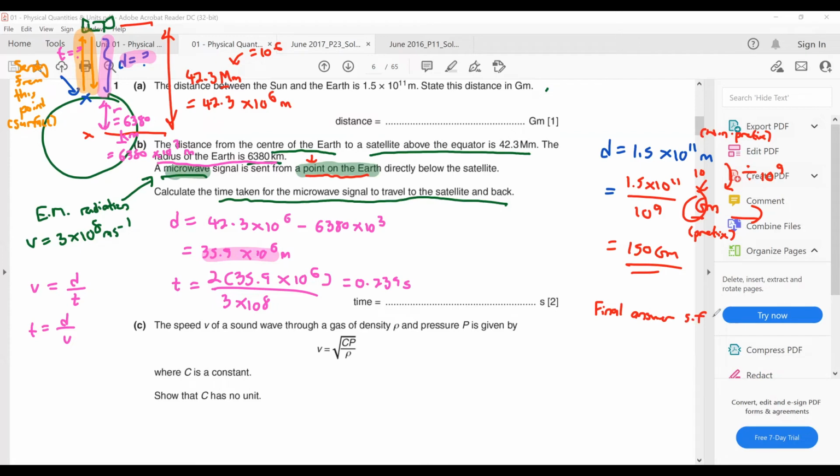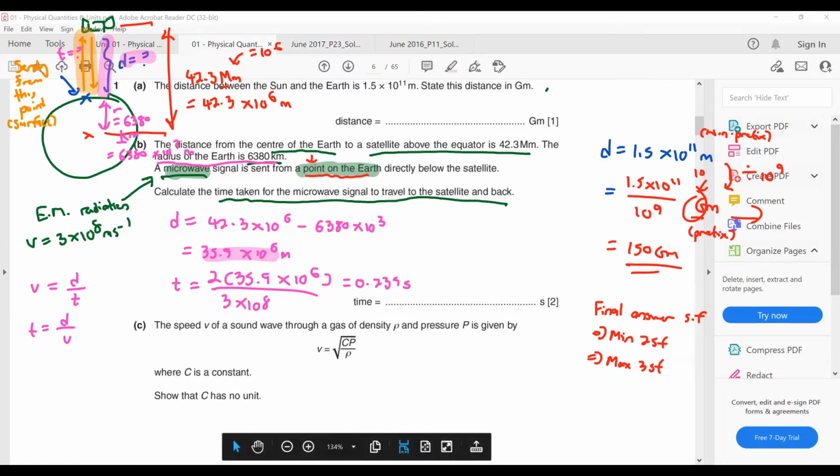One thing I should probably mention to you here is that the final answer in SF is usually minimum 2 SF, maximum 3 SF. If you put 1 SF for your answers, your examiner will minus marks. If you put 4 SF for your answers, your examiners will also minus marks. So minimum is 2, maximum is 3, right?